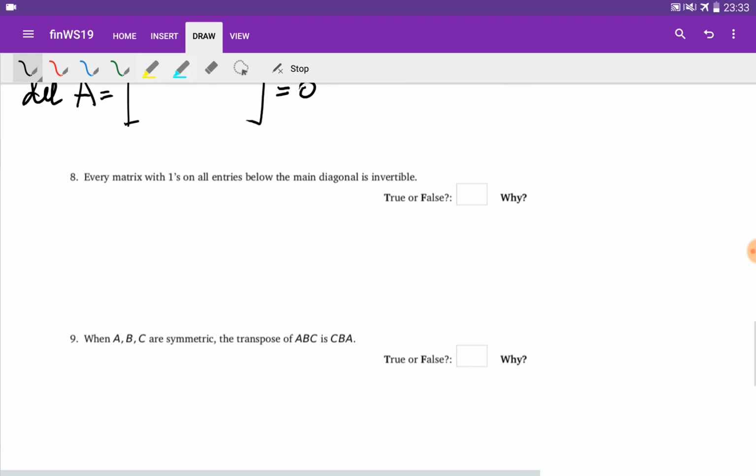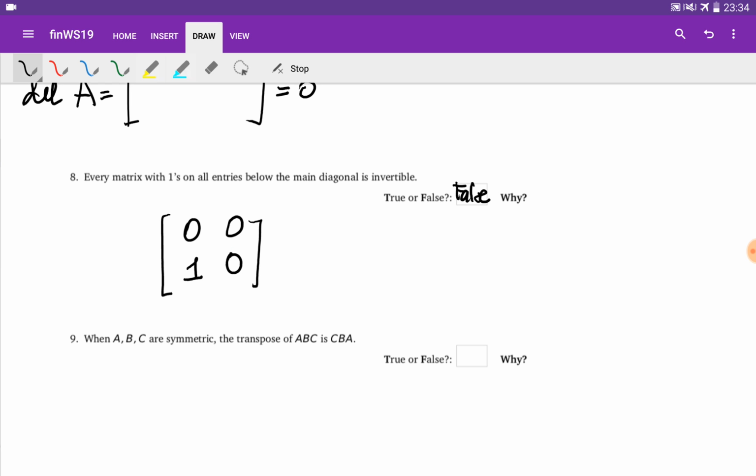Every matrix with 1s on all entries below the main diagonal is invertible, which is false. And we can give a counterexample. For example, 1, 0, 1, or like 0, 0, the easy example, right? So this matrix has 1 in all entries below the diagonal, its determinant is equal to 0, so that is why this matrix is not invertible.